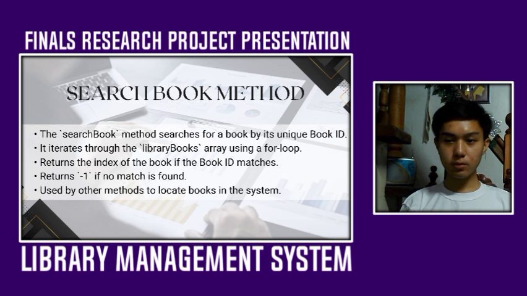The search book method is used to find a book in a library by its unique ID called book ID. It goes through all the books one by one. If it finds a book that matches the book ID, it returns the position or the index of that book in the array. If it doesn't find the book, it returns -1 to indicate that the book is not in the library. This method helps to quickly search and locate a book.